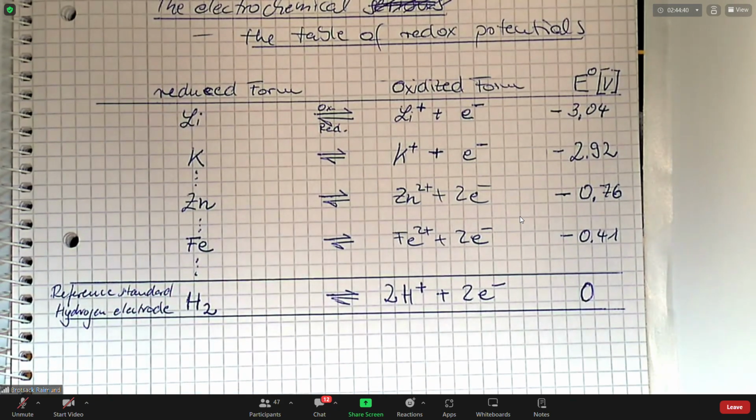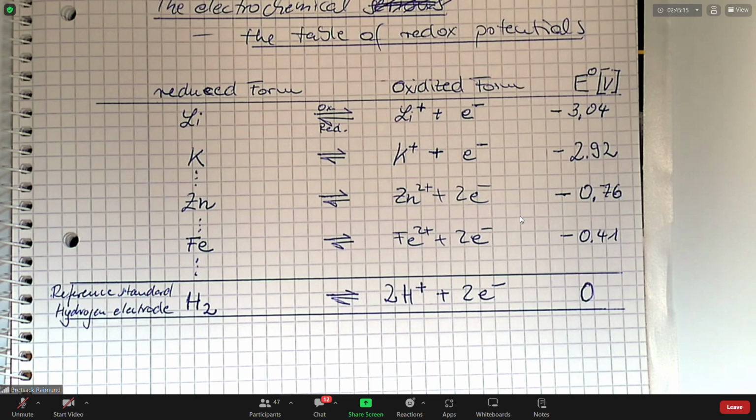The reference standard hydrogen electrode. In reality, it's not pure hydrogen. It's water, and we have a platinum electrode. This is because hydrogen is not a metal. We cannot have an electrode out of hydrogen gas. So we take platinum, which is a very noble electrode, and have hydrogen as protons and hydrogen gas, which can be oxidized or reduced. That's the standard.